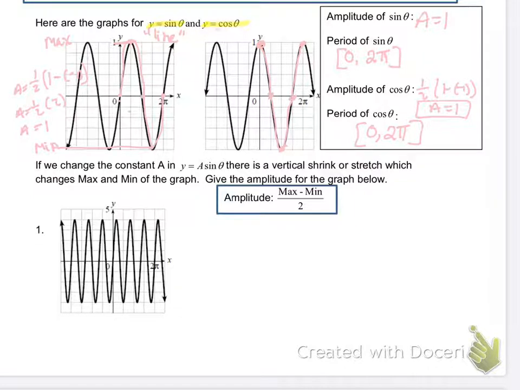And you can see that also. Notice how there's no number in front of the trig function. Then that means there's really a 1 there. So that also tells you your amplitude is 1. But if you have to calculate it from the graph, it's a little bit different.